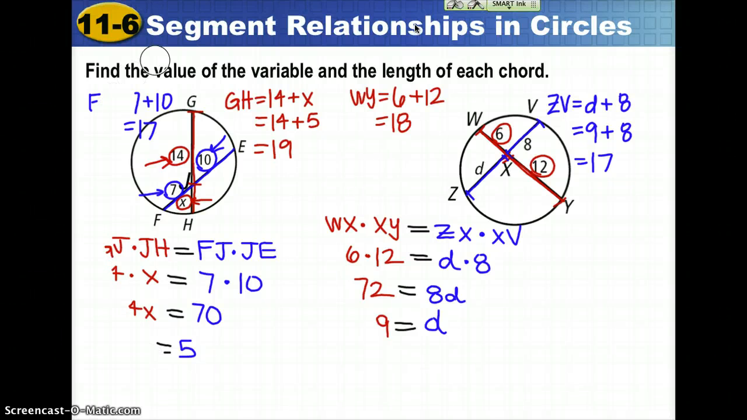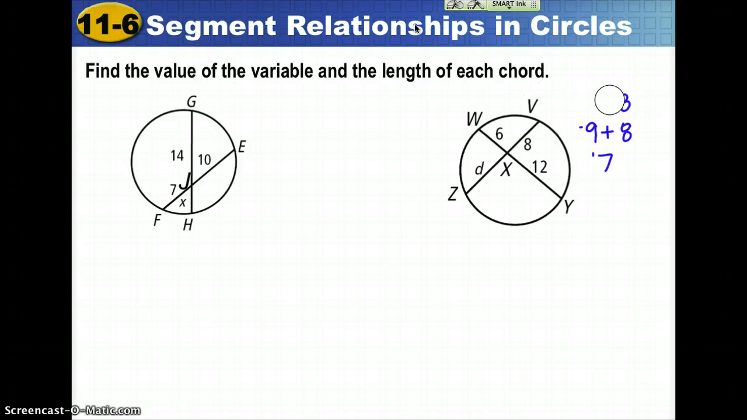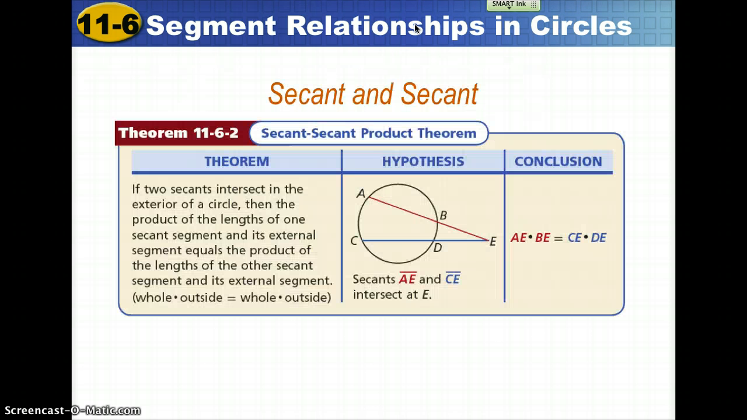The next thing we will do, let me get this off of here, otherwise it's going to carry over. The next thing we do is this. Secant and secant. Remember, secant is a line that intersects in two places. Here it's a segment that intersects in two places. And if two secants intersect in the exterior of a circle, then the product of the lengths of one secant segment and its external segment equals the product of the lengths of the other secant segment and its external segment.